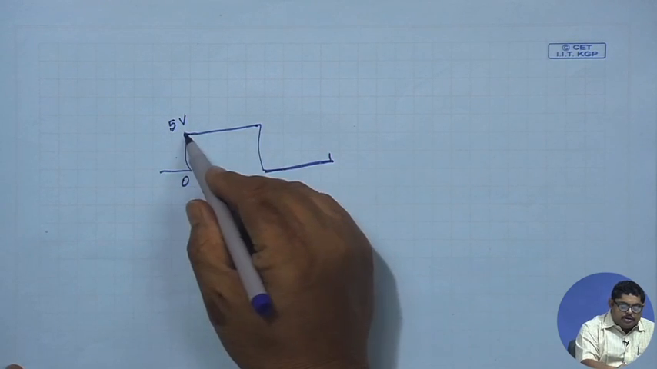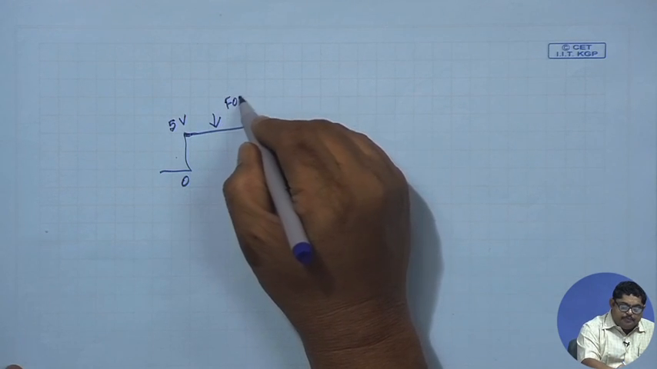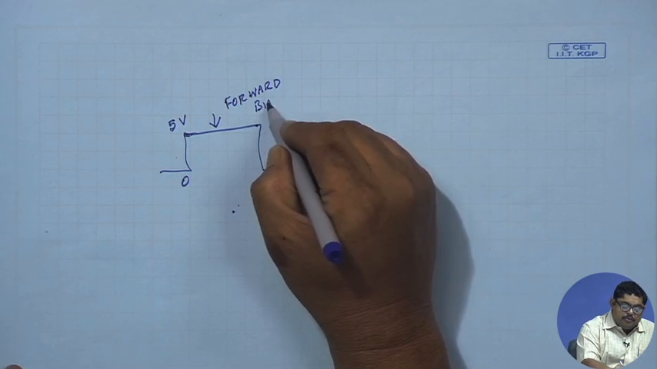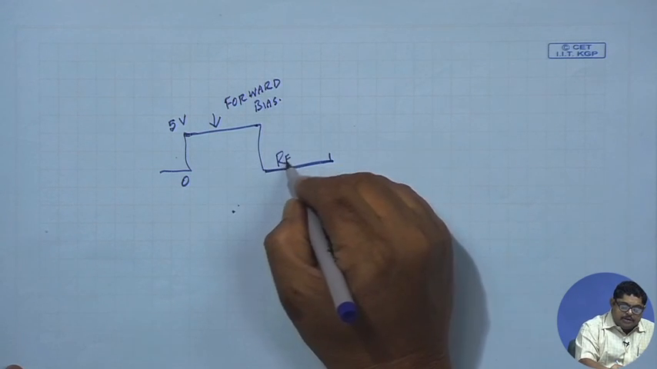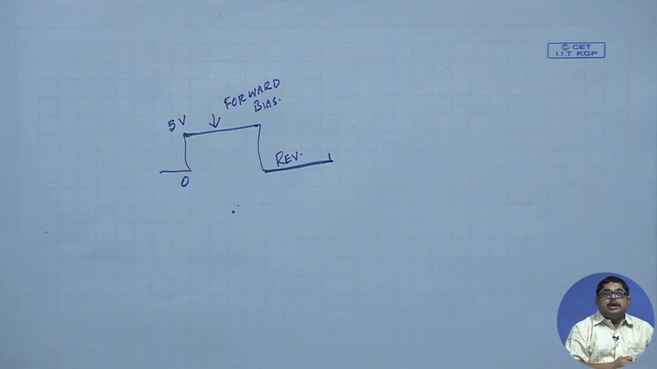So, this is the forward bias, and this is the reverse bias. So, in the reverse bias the transmission goes on, and in forward bias the transmission is cut off.